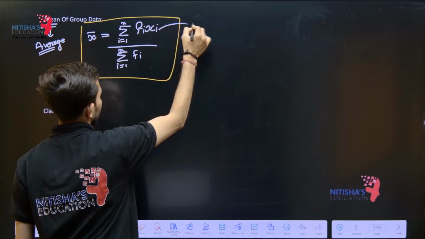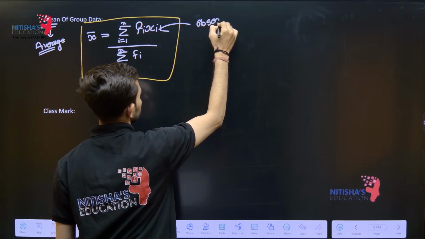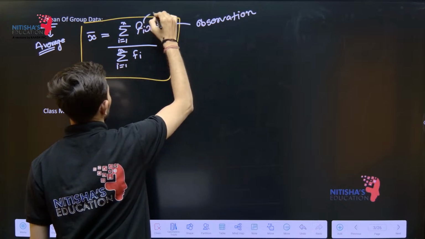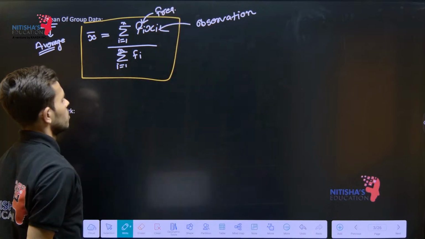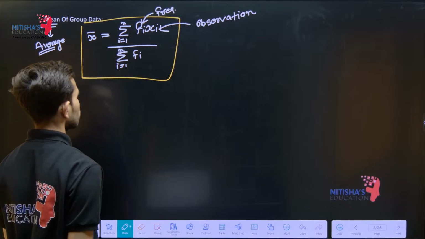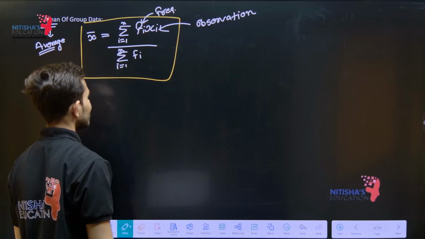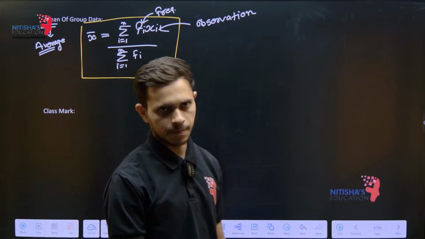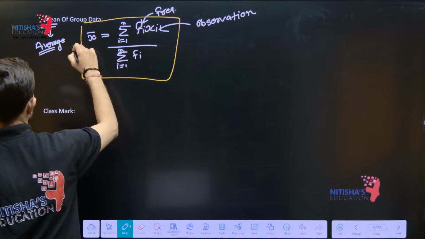Where x is our observation, f is frequency, right? We need to take the product of this frequency and observation, and we have to divide that by the total of our frequency. Okay, so this is the equation for finding mean.